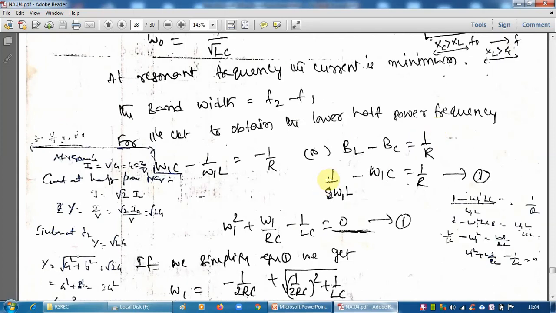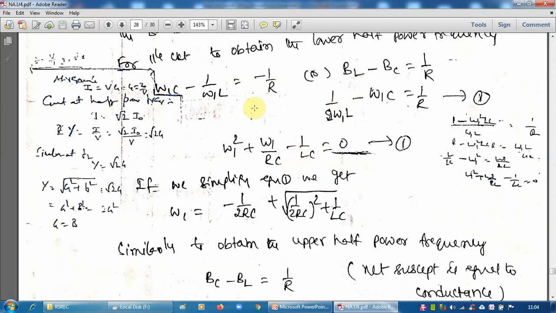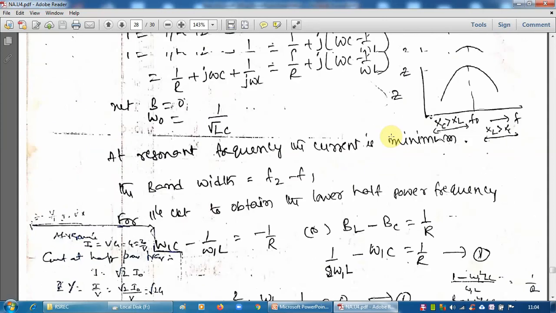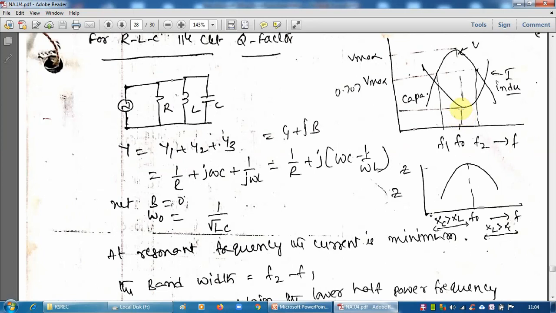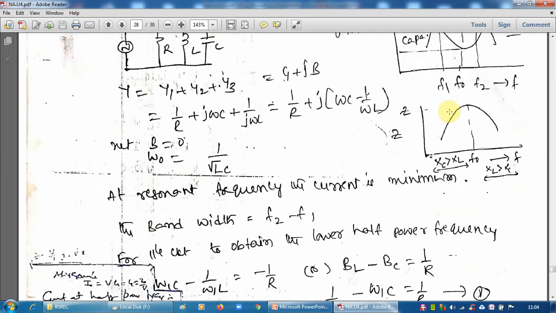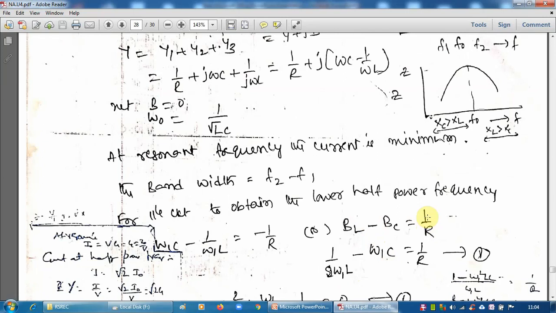So that's written here. G equal to B, or B equal to G. Only thing is, here for frequencies less than F0, that means these portions, inductance is dominating, whereas in the series circuit capacitance is dominating. Here opposite, therefore inductance is dominating. So net B is written like this, BL minus BC, and that is equal to G.